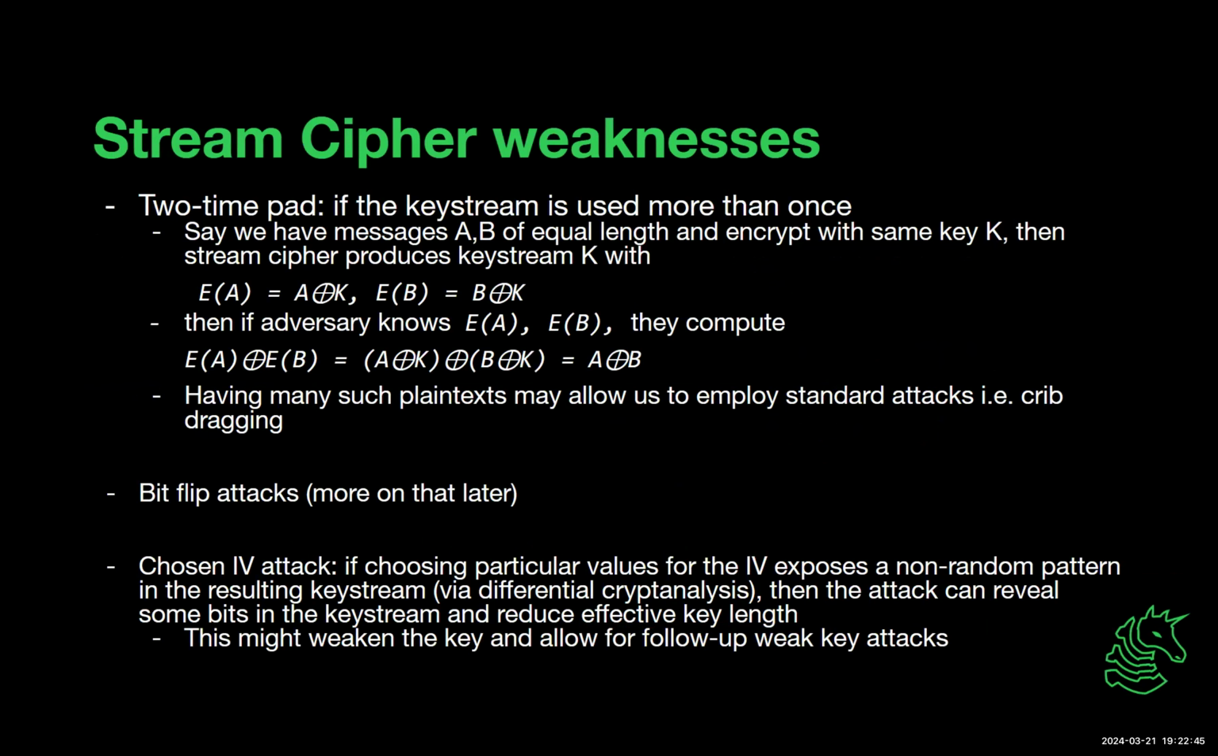Anyways, going back to the multiple-time use, one of the weaknesses in stream ciphers is that it can be vulnerable to a two-time pad. If the key stream is used more than once, and you have messages A and B of equal length, and you just take the XOR operations, you can see it runs into the same problem as the one-time pad. If you have the two encryptions and XOR them, it will reveal patterns about the original plaintext, because encryption of A XORed with encryption of B will be equal to A XORed with B.